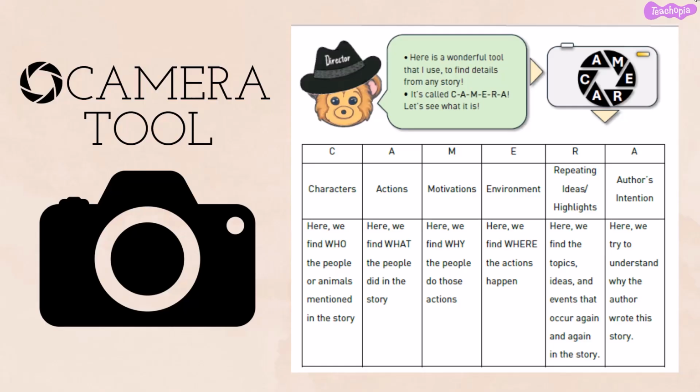Characters are the people of the story. Actions are what the people do in the story. Motivations are why they do what they do. Environment is the background setting. Repeating ideas is a recurring theme that repeats itself throughout the story, and author's intention is why the writer wrote what he or she wrote.